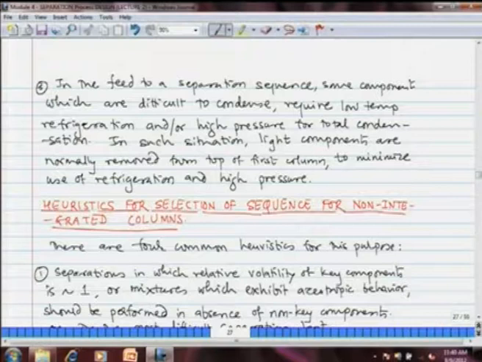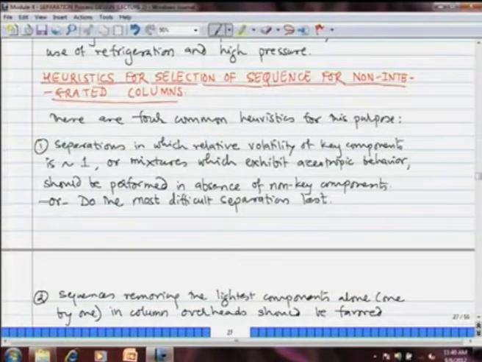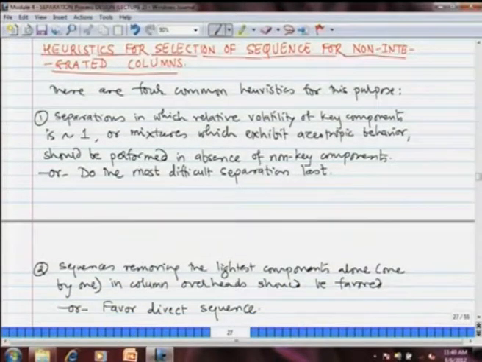There is a very interesting set of heuristics for selection of sequence for non-integrated columns. A non-integrated column means each column has its own condenser and own reboiler, which is driven by independent utilities. So, let us see these heuristics. There are 4 common heuristics. The first heuristic says that separation in which the relative volatility of key components is close to 1, or components which show azeotropic behavior, should be performed in the absence of non-key components. This is what we have already seen earlier. Or let us say, do the most difficult separation last.